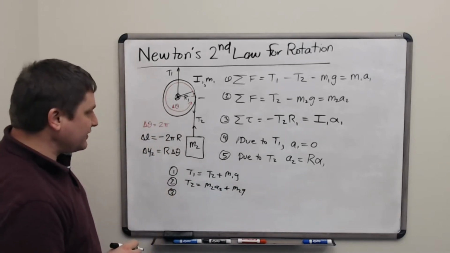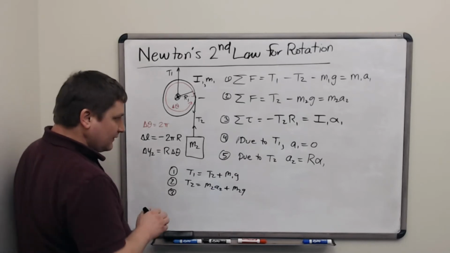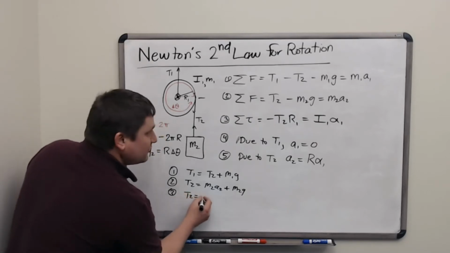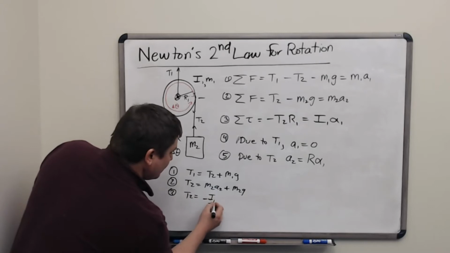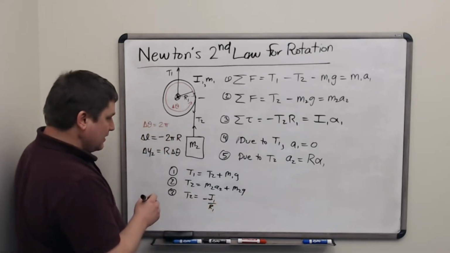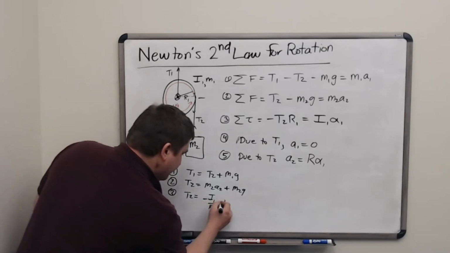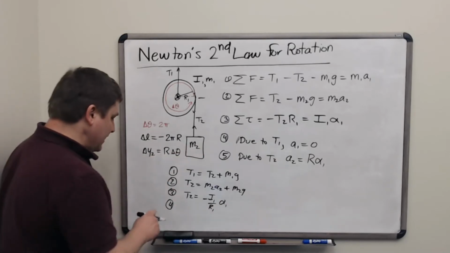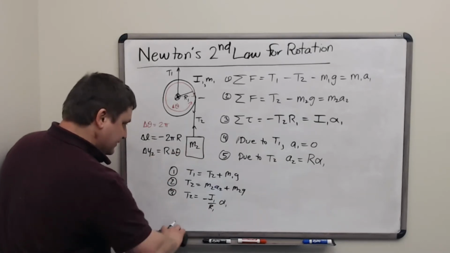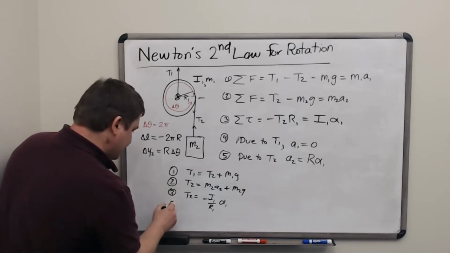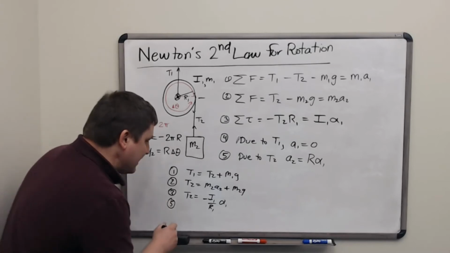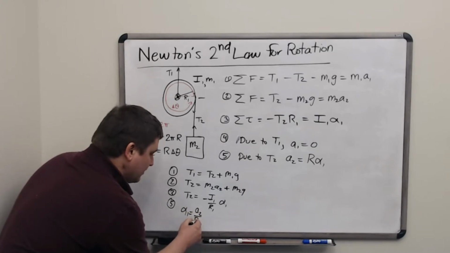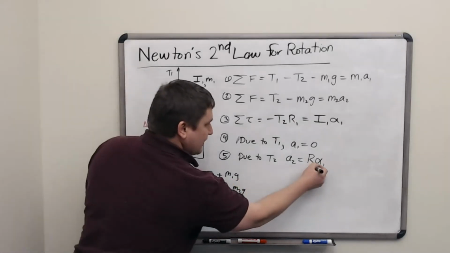Then we'll use the third equation here. The third equation we can use also for T2. T2 will be negative I1 over R1 times alpha 1. Right? Equation 4 is trivial. That one we're not going to rewrite again. We've already used it in simplifying equation 1. And finally, equation 5 we'll write as alpha 1 equals A2 over R. Oh, this R should be R1, right?